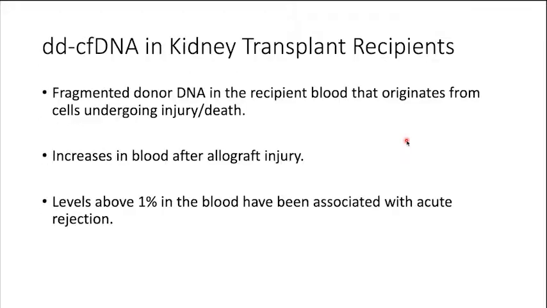So this is where cell-free DNA can come into play. And cell-free DNA is basically fragmented donor DNA. It's in the recipient's blood, and it originates from cells undergoing injury or death. It increases in blood after allograft injury, and then levels above 1% in the blood have been associated with acute rejection.